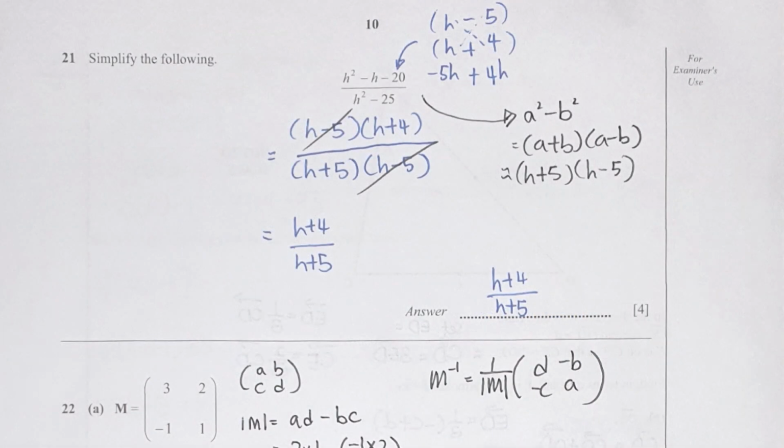For question 21, you're basically required to run the factorization for the numerator, and for the denominator we are using the a squared minus b squared formula. So I basically break them up. For the numerator, it becomes h minus 5 bracket h plus 4, whereby for the denominator it becomes h plus 5 bracket h minus 5. So the h minus 5 here is repeating, then I get rid of it. So your final result is h plus 4 over h plus 5.